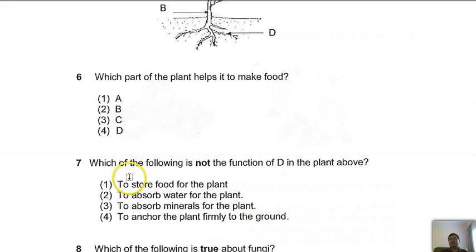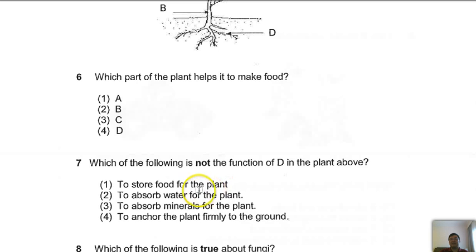Right, so let us read. Which of the following is not a function? To store food for the plant. Now over here is a bit tricky. We must know that some roots of plants do have the capacity to swell up to store food for the plant. For example, the carrot. These are all storage of food. After they have manufactured the food, it is stored inside there for the plant's survival.